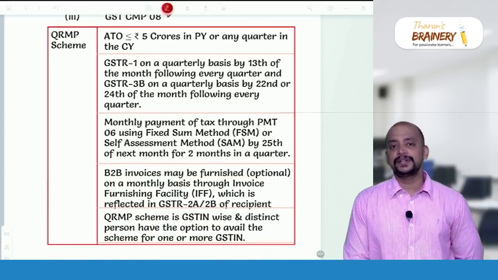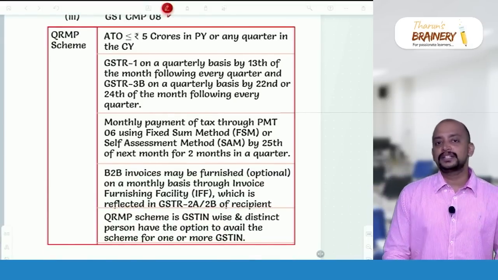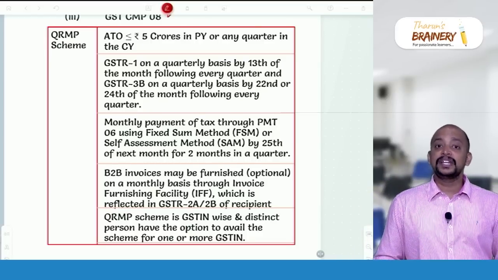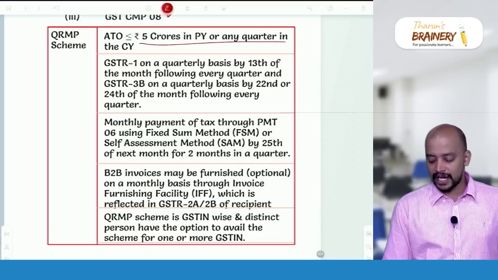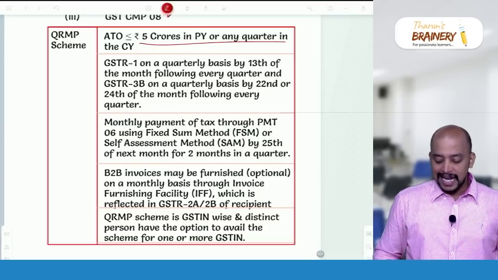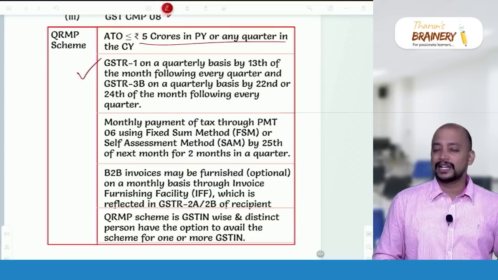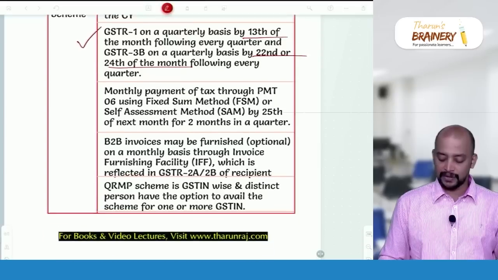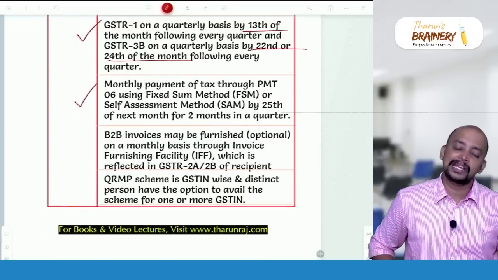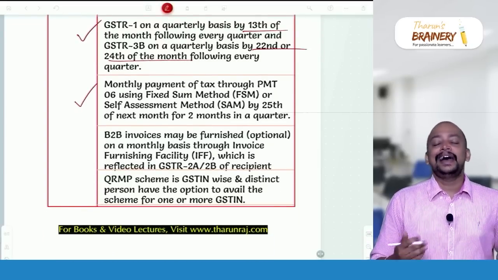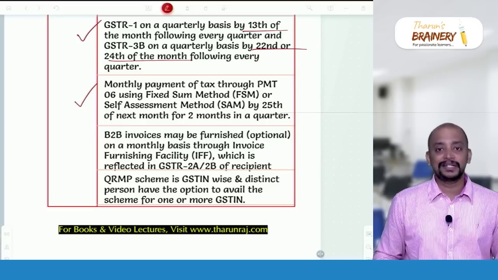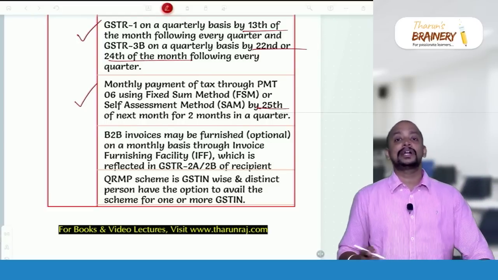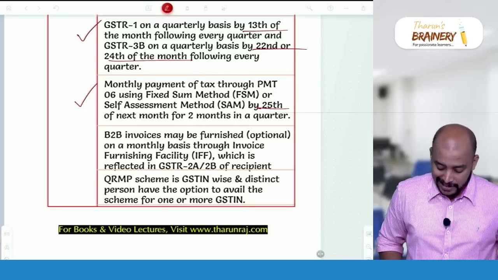Then we have the QRMP scheme, the quarterly return monthly payment scheme. This scheme is applicable to a person whose aggregate turnover in the previous year does not exceed 5 crores. They can go for quarterly return monthly payment, and they will file GSTR 1 and 3B on a quarterly basis, 1 by 13th of the month following every quarter and 3B by 22nd or 24th of the month following every quarter. And for monthly payment, they will be making payment of tax through PMT 6, and that can be either using the self-assessment method or the fixed sum method by 25th of the month following every month for the first and second month of the quarter, because for the third month anyhow they will be filing GSTR 3B.